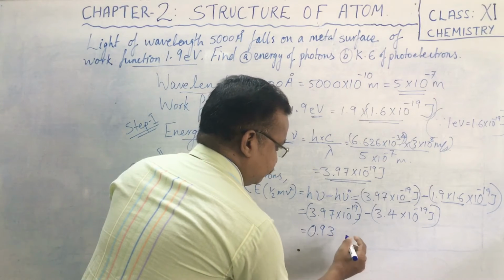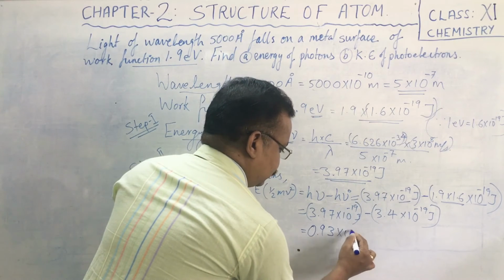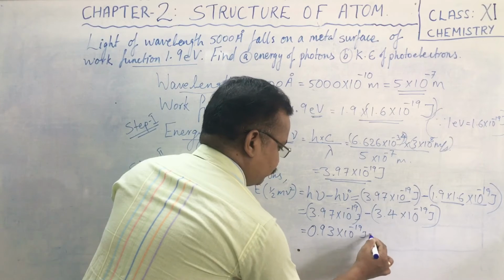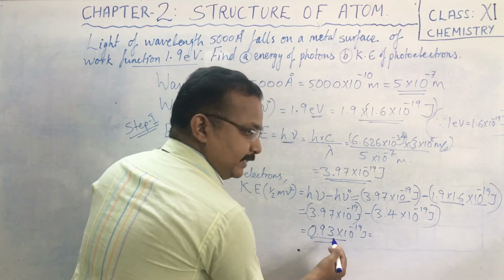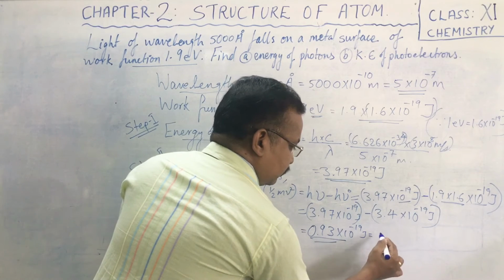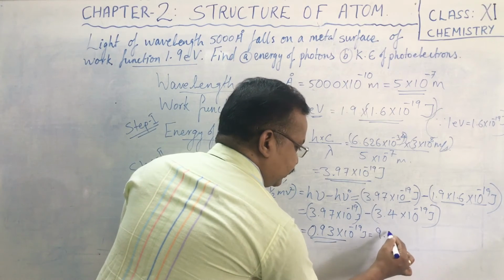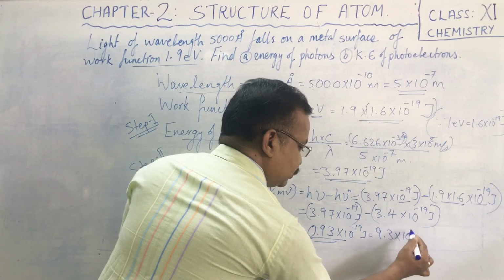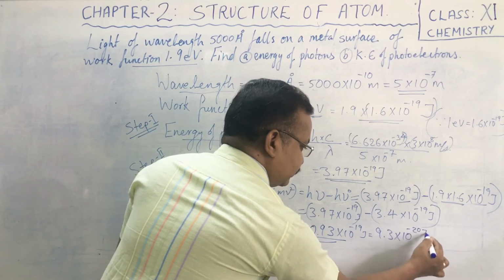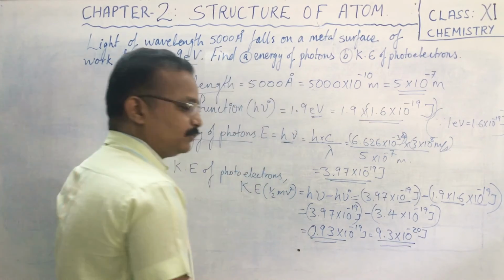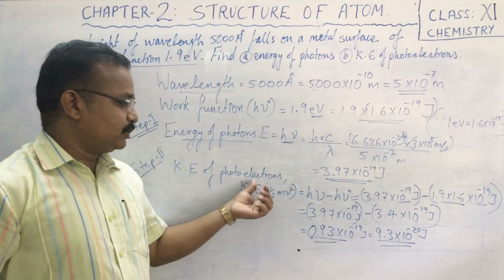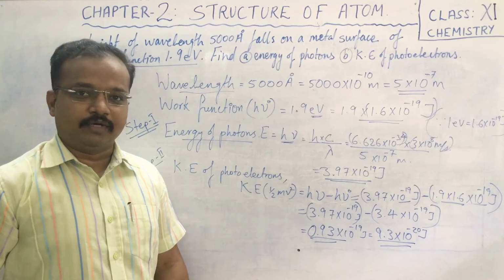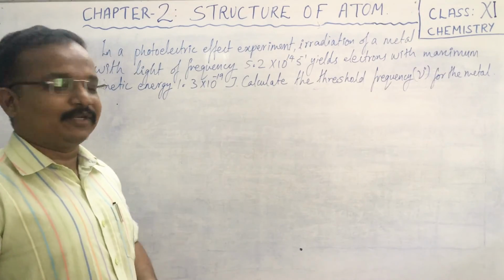This comes to 0.93 into 10 raised to minus 19 joules. So when you convert 0.93 into scientific form, you will get 9.3 into 10 raised to the power minus 20 joules. Okay, children, this value is the kinetic energy of photoelectrons. I hope you understood. Let us do another question.